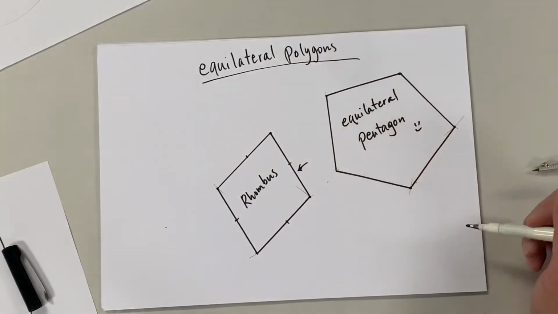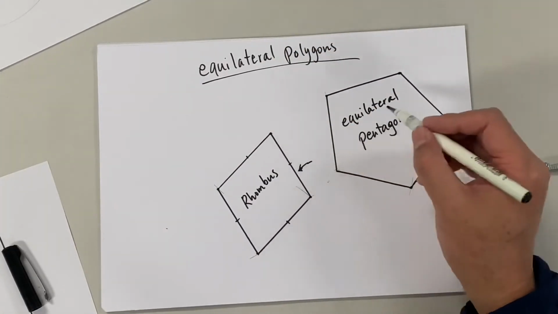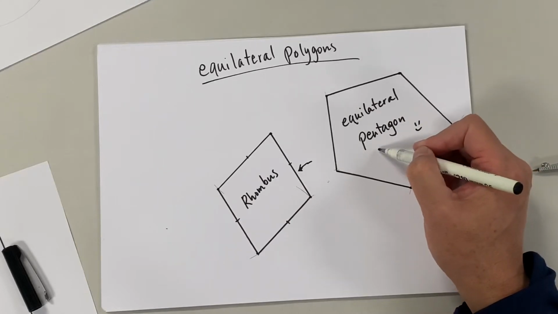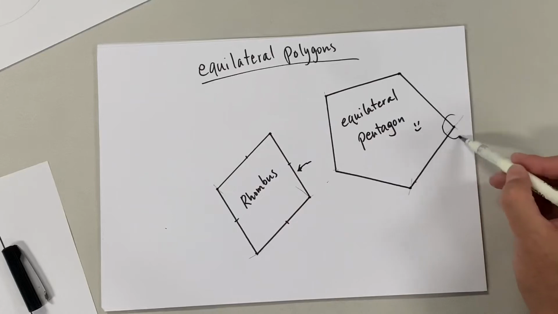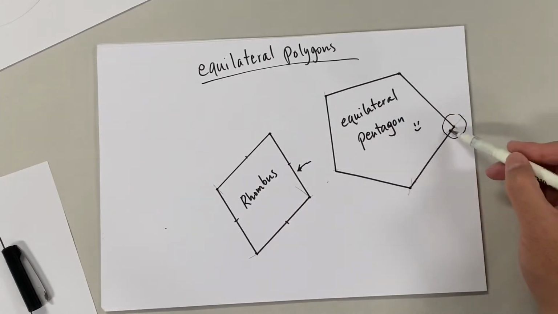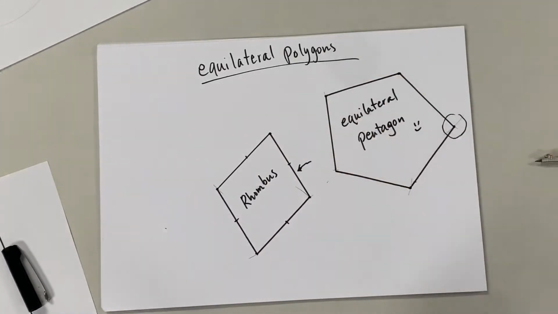Right, now it's your turn. Can you draw an equilateral hexagon which has 6 sides? Did you see what I did at the end? Let's see if you can draw an equilateral hexagon.